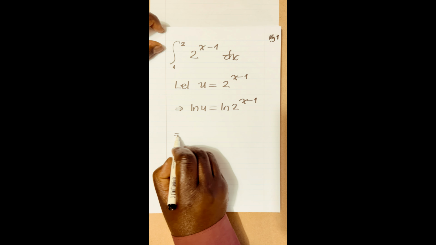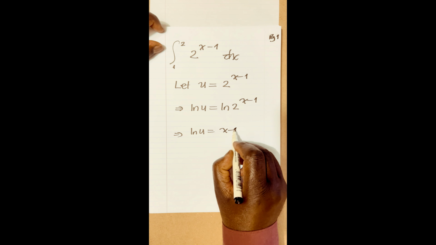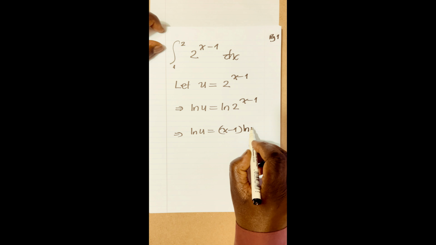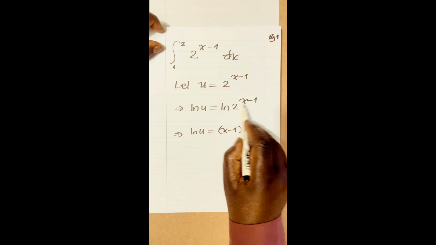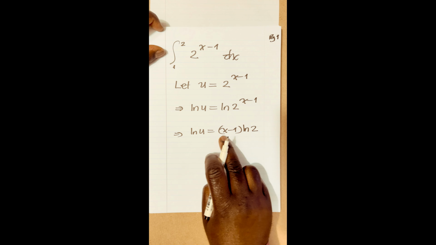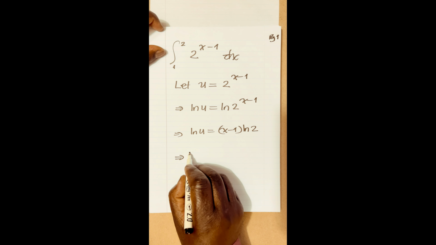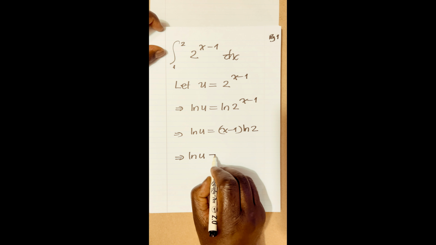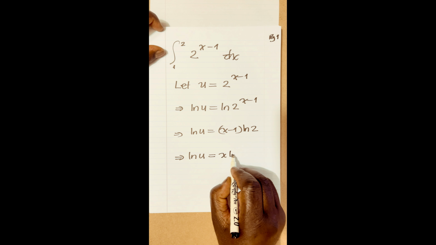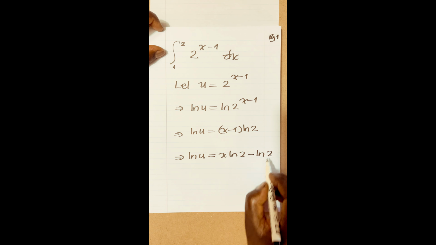So what we have now is the natural log of u is equal to the power x minus 1 must multiply by the natural log of 2. The power must multiply. At this point, I'm going to have to distribute there as follows. So what we have is the natural log of u is equal to x times the natural log of 2 minus the natural log of 2.